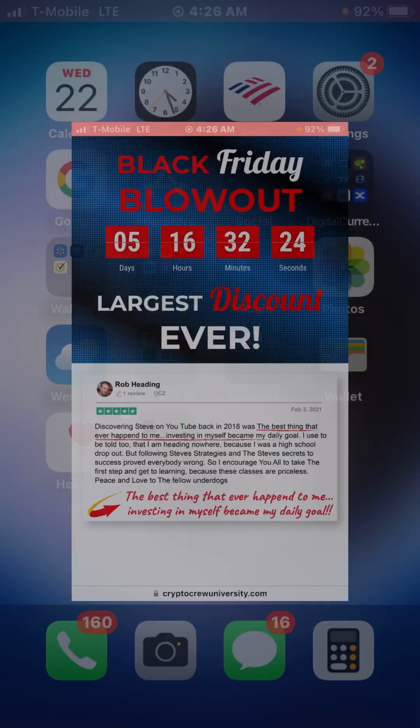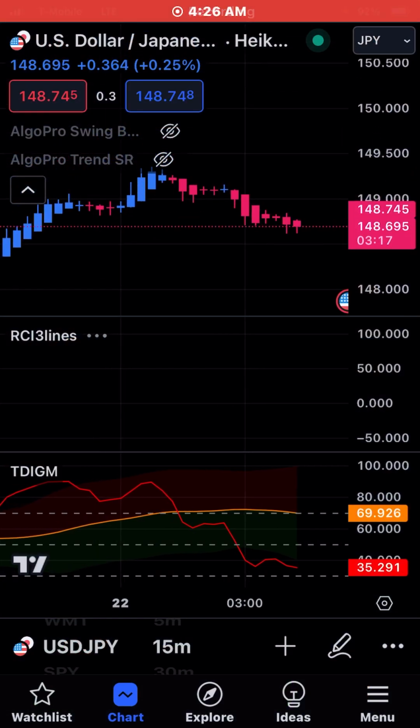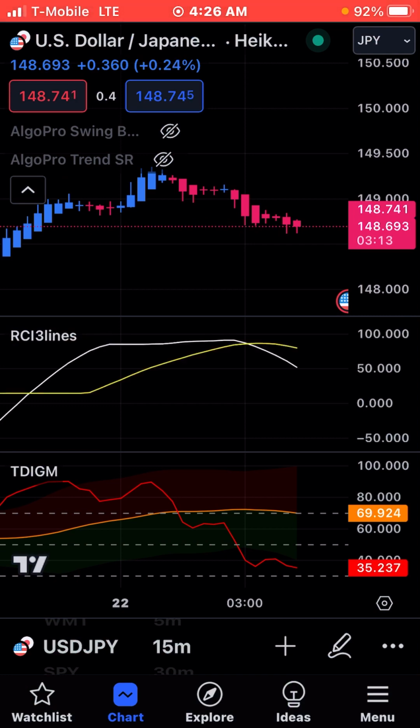So let's go to the strategy. If you've seen the last couple videos, you see that I mentioned the Algo Pro Swing Bot. That was the first one. And then I mentioned the Trend SR. That was the second part.